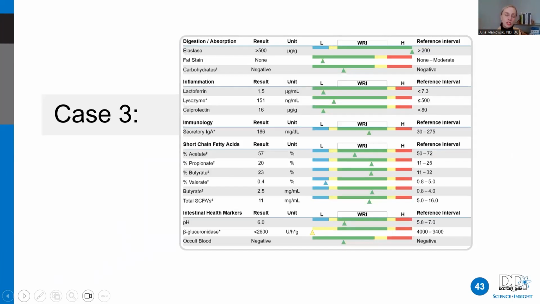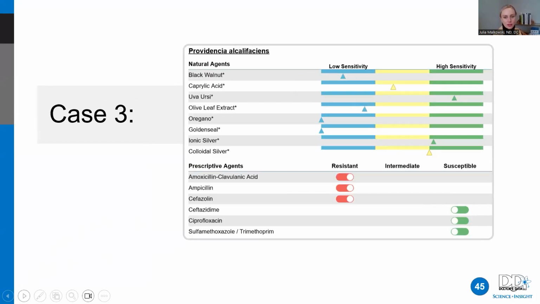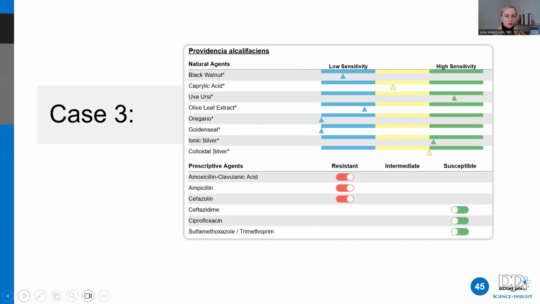So let's take a look at the patient's stool chemistries here. These look reasonable. We did see that there is lower beta-glucuronidase associated with the low diversity. So really, the take-home is going to be treating the Klebsiella with the natural or pharmaceutical agents of your choice, as well as the Providencia. So you have uva ursi, ionic and colloidal silver with high sensitivity. We have caprylic acid, uva ursi, ionic and colloidal silver. So those are all good options there.